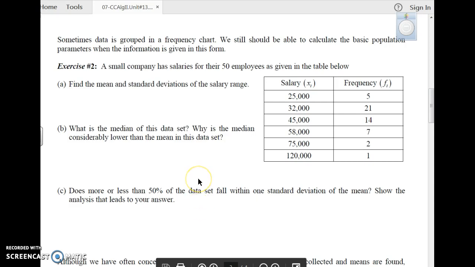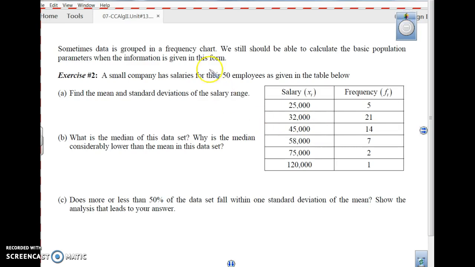All right, now there's different ways to group data as well. We can also do data in a frequency chart, like this right here. We can still do the population parameters using our calculator. We just have to be careful how we enter them. So a small company has salaries for their 50 employees given below. Instead of having to type in 50 different data points, what you're doing is a frequency table. So there's 5 25,000s, 32,000, 21 of those, 45,000, 14, and so on and so forth.